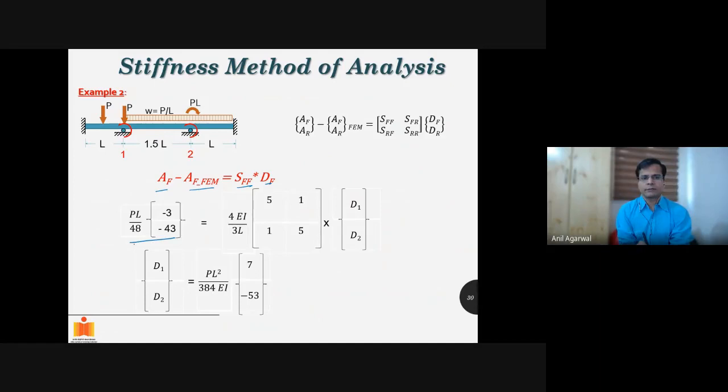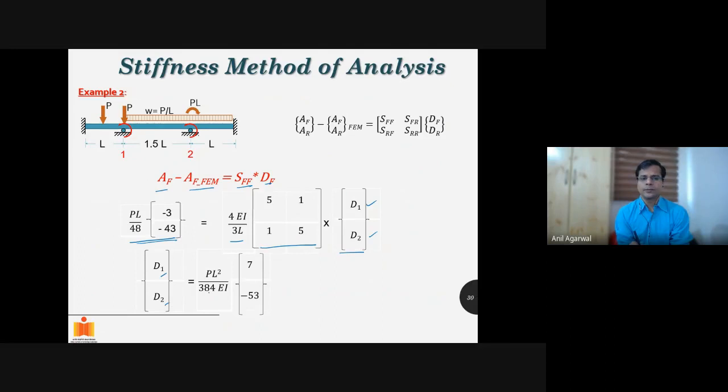I've written that those values here is equal to SFF, this matrix, multiplied by DF, which is nothing but D1 and D2. Okay, now we have 2 equations and 2 unknowns to solve. You know how to calculate the inverse of a 2 by 2 matrix. That's pretty easy to do. So either way you can do it, and you can solve for D1 and D2.